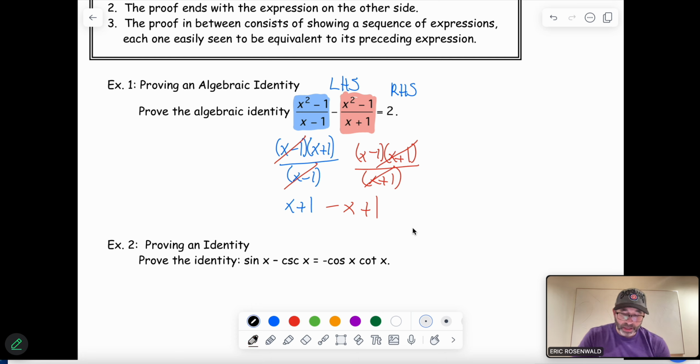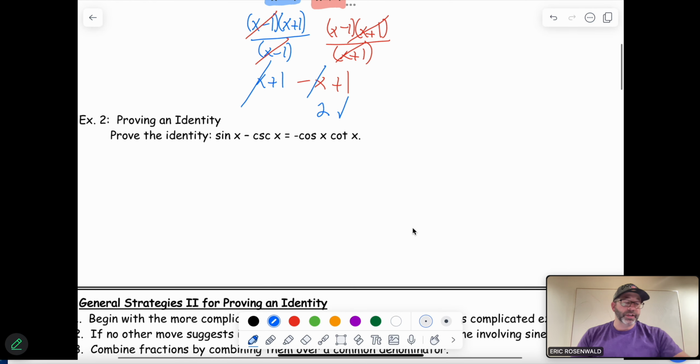Well, now I can go ahead and simplify. The x's will cancel out and we're left with a 2. That 2 is equal to the 2, which is what we started with. Okay? All right, let's move on to example number 2 here.